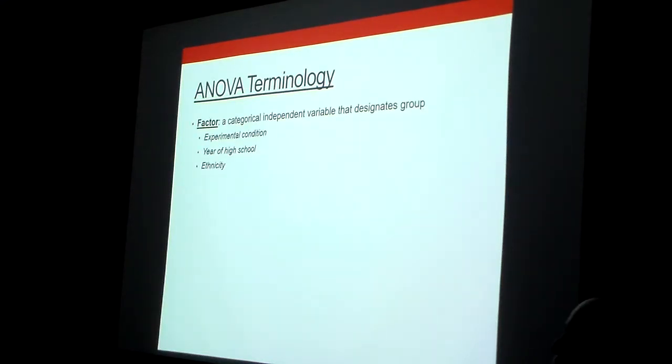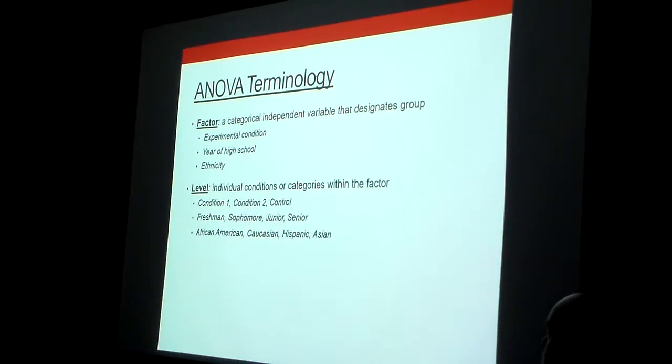All right, some ANOVA terminology. Factor. This is our categorical independent variable. How many factors are we going to have for our one-way ANOVA? Just one factor. There's one categorical independent variable that's determining our group. So we have experimental condition, maybe with 3 levels, 1, 2, 3. You're in high school, 4 levels to that: freshman, sophomore, junior, senior. Ethnicity, however we want to break that down in terms of our different categorical variables. This is our factor.